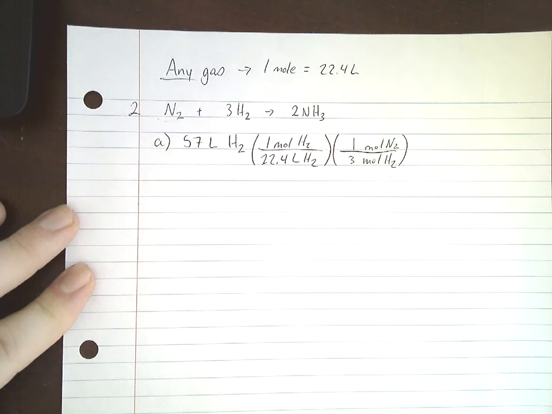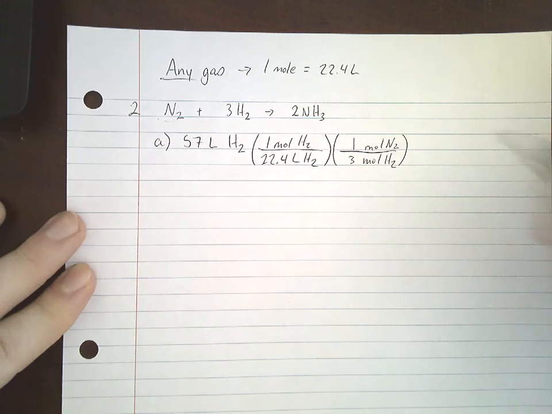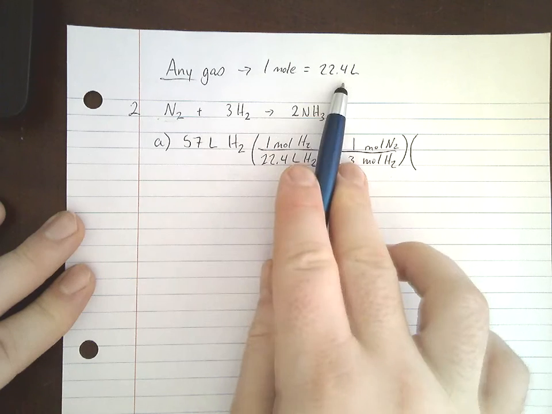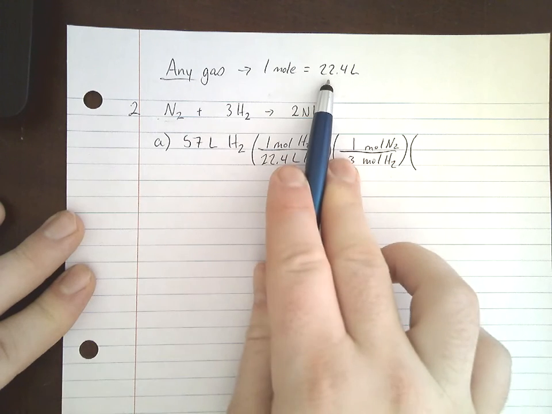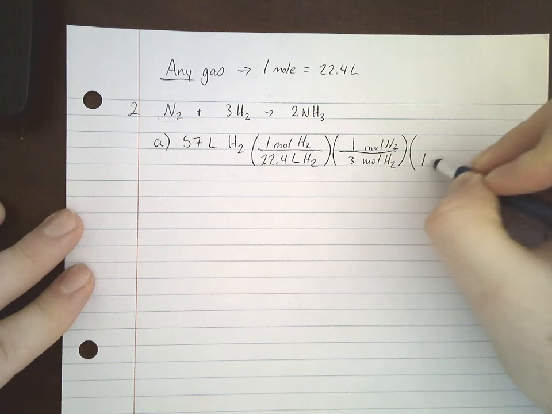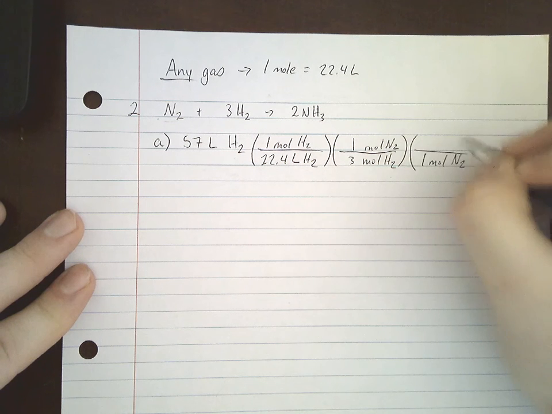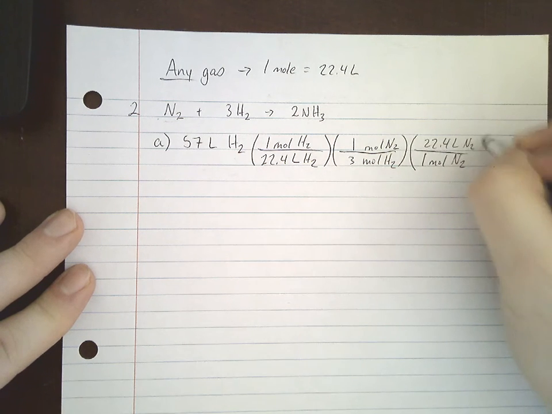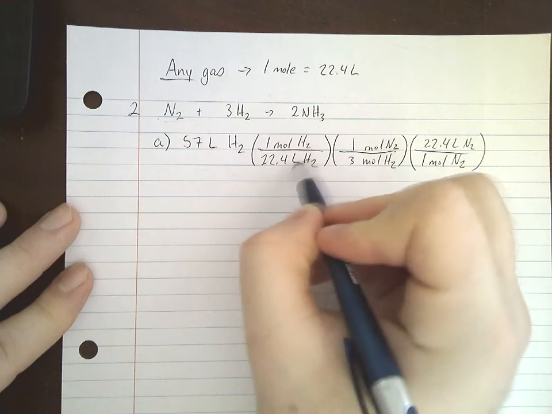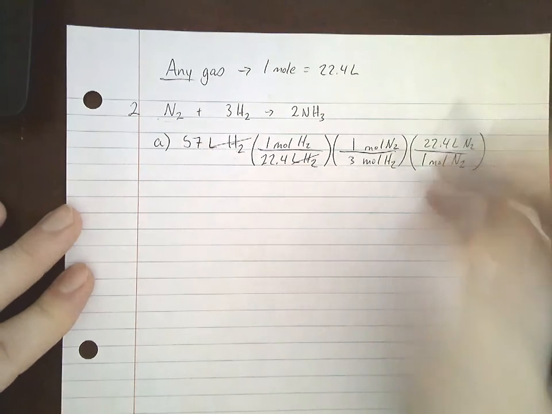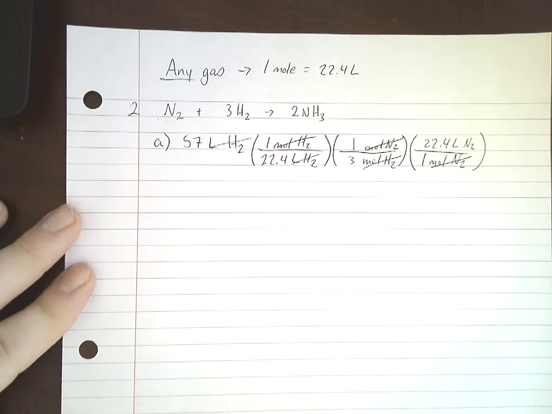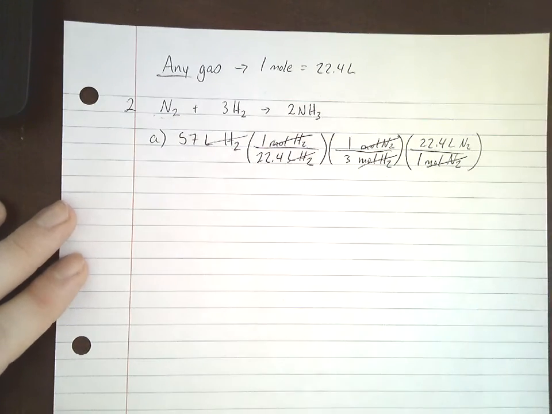The next thing that the molar map tells us to do is to convert from moles back into liters. And again, we can use this same equivalency that 1 mole of a substance will be equal to 22.4 liters of that substance if it's a gas at standard temperature and pressure. So 1 mole of nitrogen will be equal to 22.4 liters of nitrogen. Now if we start canceling out units, I can see liters of hydrogen, moles of hydrogen, moles of hydrogen, moles of nitrogen, moles of nitrogen. The only unit that does not cancel out is liters of nitrogen, which is what the question's asking us for.